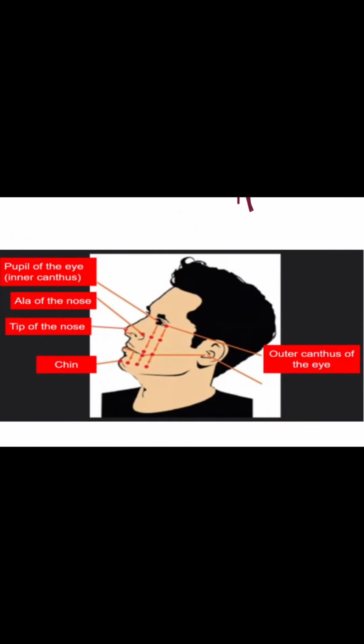So first off, landmarks are defined as areas of the face that provide the dentist with a quick reference in positioning the PID. In the maxillary, we have the following as landmarks. For the incisors, we have the tip of the nose. For the canine, we have the ala of the nose. For the premolars, we have the inner canthus of the eye. And for the molars, we have the outer canthus.